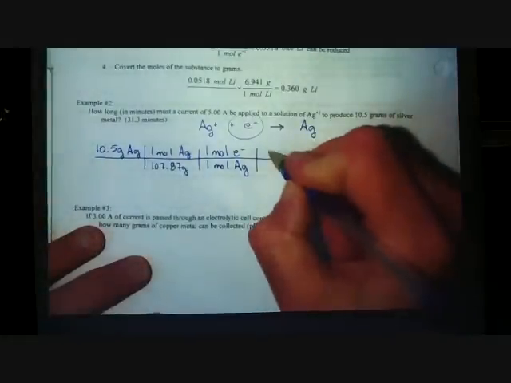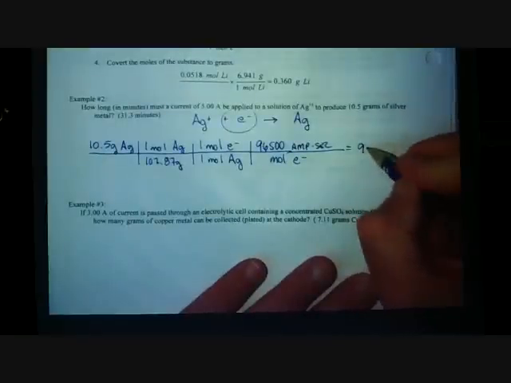Now once we have our number of moles of silver, we want to find out how many electrons are actually needed to produce this 10.5 grams of silver. So for every 1 mole of silver, or silver ions, however you want to phrase that, we need 1 mole of electrons. Okay? And then we get to use Faraday's constant because that's how we're going to acquire our coulombs. So at the bottom, Faraday's constant is 96,500 coulombs, or amp seconds, for every mole of electrons.